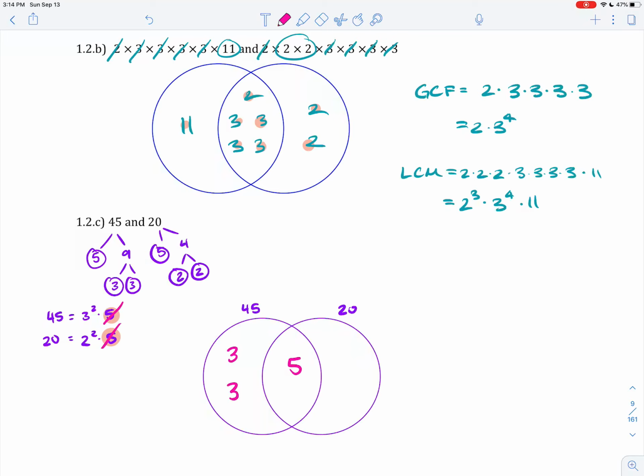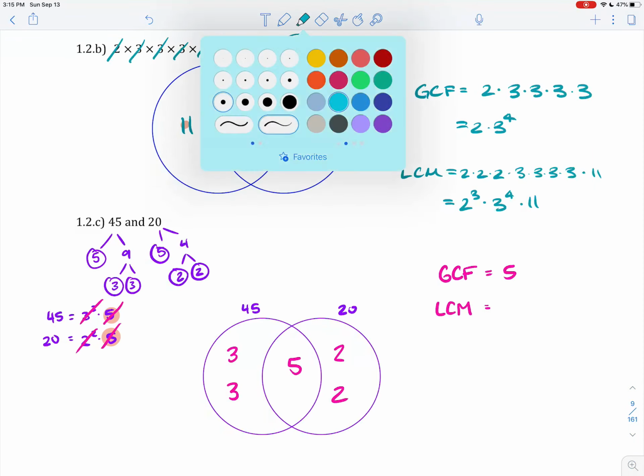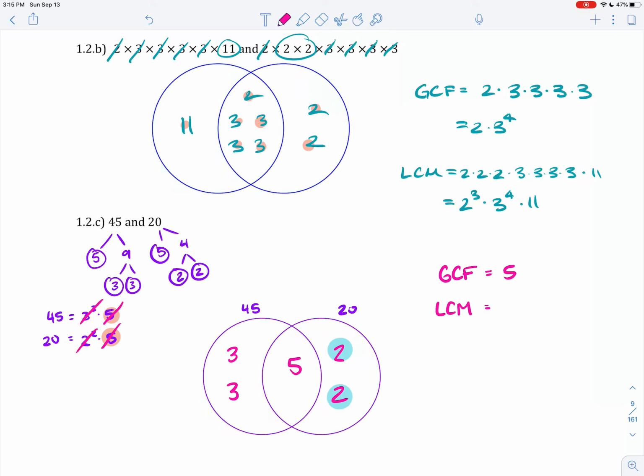The 45 still has a 3 and a 3 left over. The 20 still has a 2 and a 2 left over. And those are all the values. So if I'm looking at my GCF, it is just 5. My LCM is going to be the two 2s, 2 times 2, the two 3s, 3 times 3, and the 5. Which can be rewritten as 2 squared times 3 squared times 5.